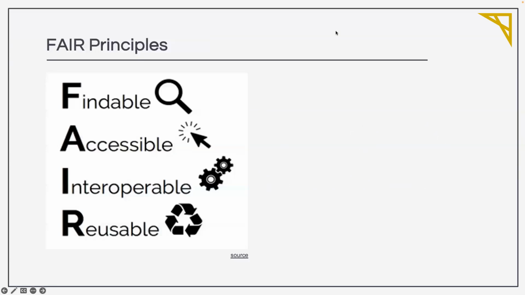The first one, you might have heard people refer to something called the FAIR principles. These stand for findable, accessible, interoperable, and reusable. And this idea that after a project's completion, data should be findable. You should be able to access it. Interoperable, it should work across platforms, across machines, and it should be reusable.